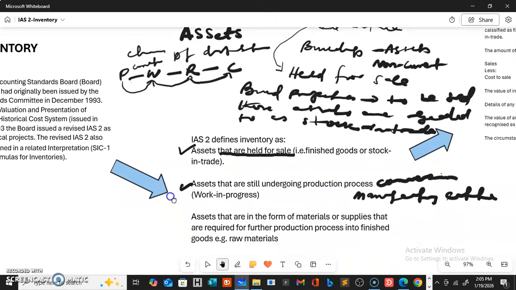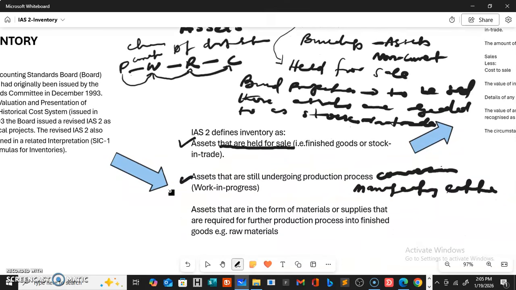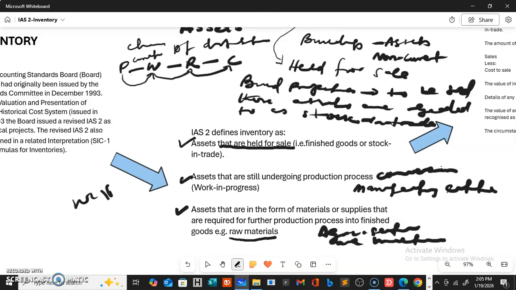Okay, those are inventories. Now the third one is that inventories are assets in the form of materials or supplies that are required for further production processing into finished goods. These are raw materials. You know that raw materials to the agricultural sector are known as inventories. So in this case, we have items of inventory as work in progress, finished goods, and raw materials. Please kindly take note, okay?